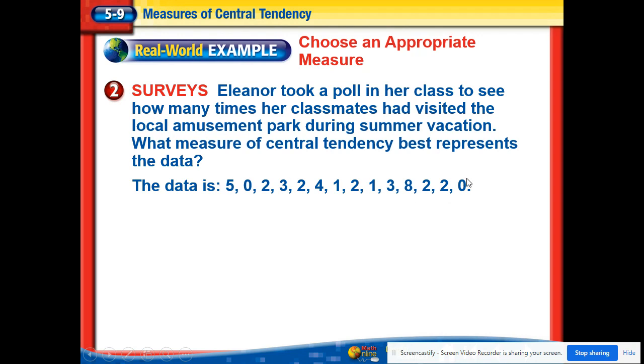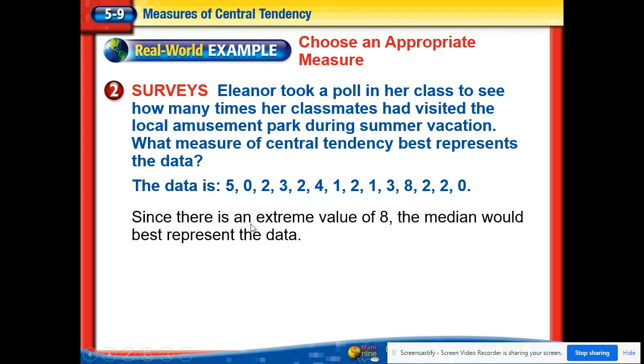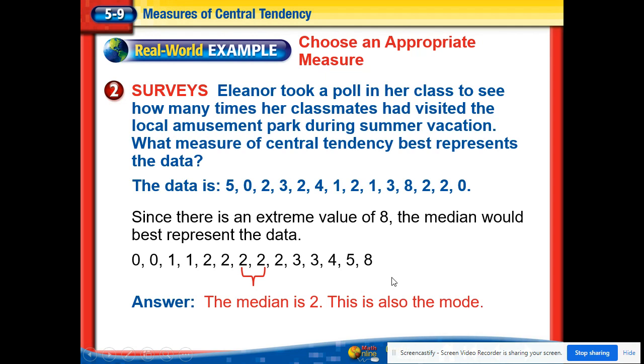Now we have a lot of numbers in here, but the problem is we have this 8 on one side. We have 5 gets up there and 4 kind of gets up there, but most of these are really small numbers, 0, 1, 2, 3. And then we have an 8. That 8 does not allow us to use the mean very well. Since we have an extremely high value of 8 compared to the rest of them, the median would be much better. So when we line them all up, the median is 2. So we would say 2. It also happens to be the mode, which is nice, but 2 is a much better representation of this data as opposed to whatever we would get for the mean.